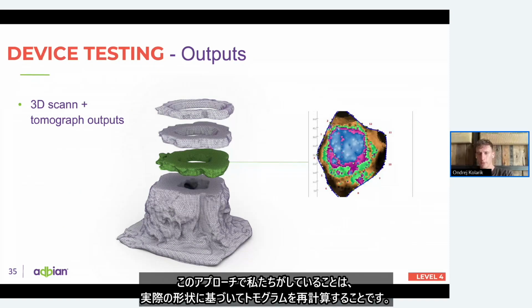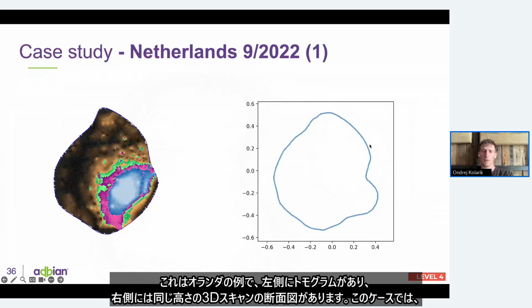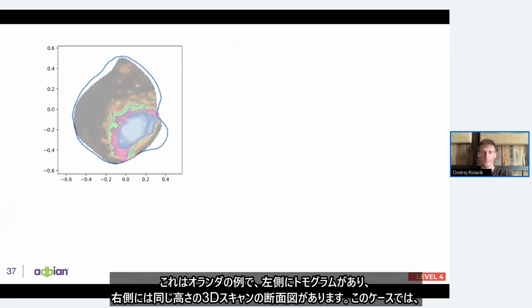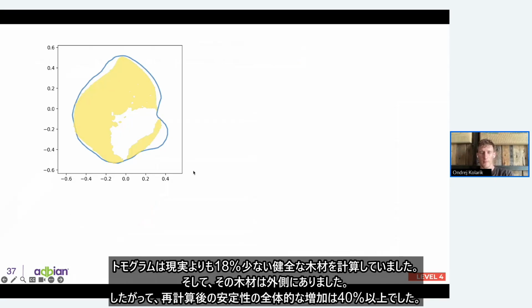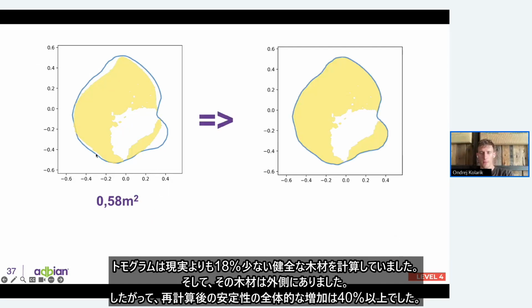So what we are doing with this approach is that we recalculate the tomogram based on the real geometry. Here is an example from the Netherlands. On the left, you have the tomogram. On the right, you have a cut through the 3D scan at the same height. And in this case, the tomogram calculated 18% less healthy wood than was the reality. And the wood was on the outside. So the overall increase of stability after recalculation was more than 40%.